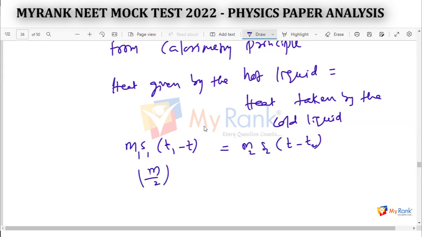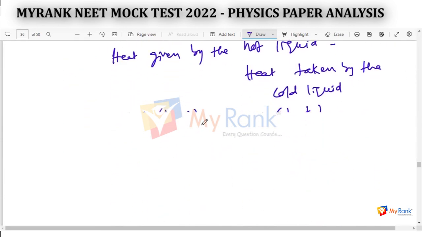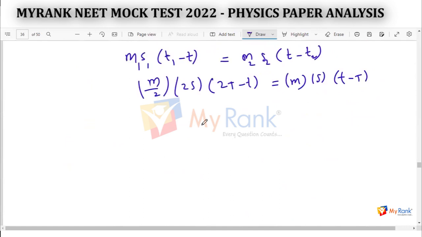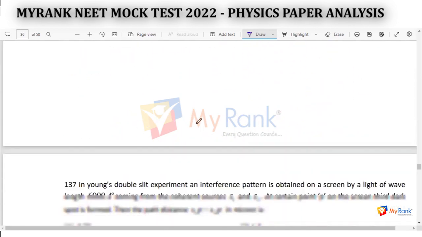So masses are given like this, m by 2, s is given as 2s, and 2t minus t is equal to m s (small t minus capital T) according to the given. These values m by 2, 2s, all these values we are substituting. So here it gives 2t minus small t is nothing but t minus capital T. So 3t is equal to 2 small t. So small t is nothing but 3 by 2 into capital T. So see for the option. This is the fourth option, small t value, right?